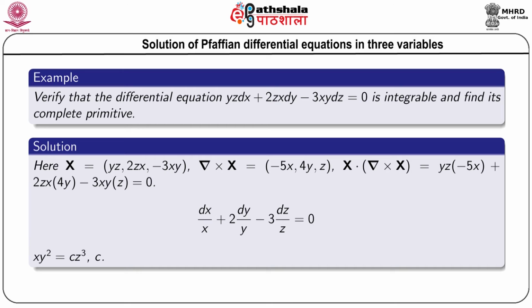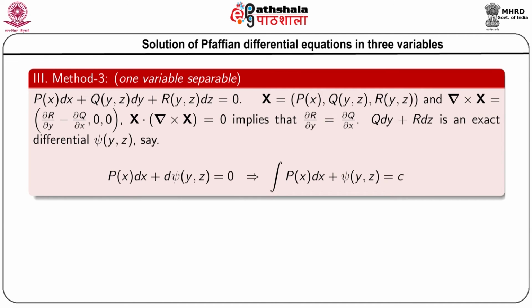And if we look at this equation, the coefficient of dx, the coefficient of dy and the coefficient of dz can be separated if the equation is divided by x, y and z. So, dividing the given equation by xyz, it becomes dx by x plus 2 dy by y minus 3 dz by z equals 0. So, after integrating, we get an integral x y square equals c z cube, where c is the integrating constant.